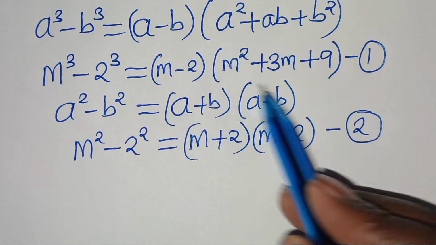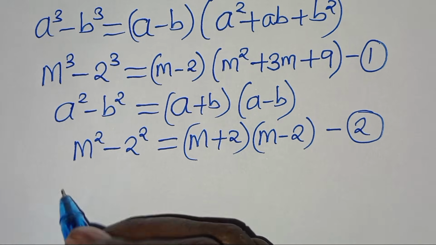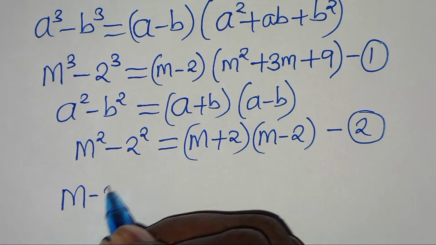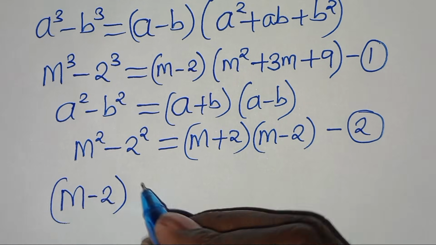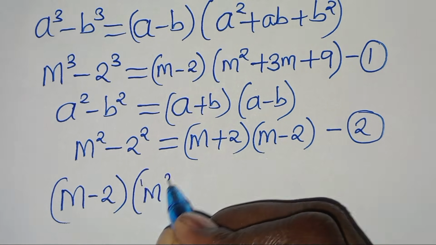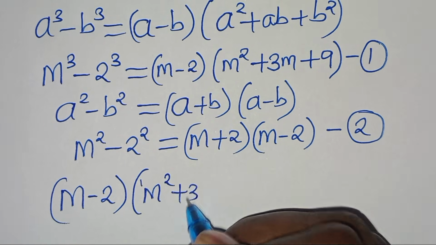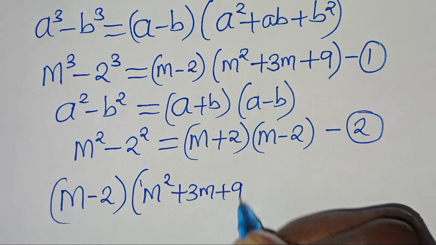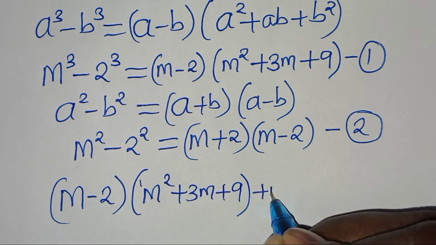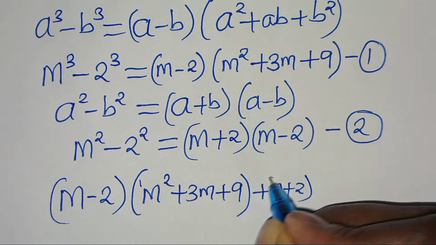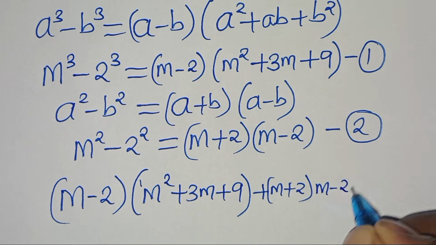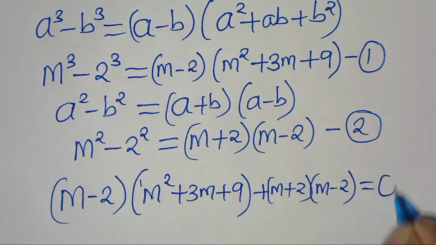So let's combine equation 1 and equation 2 so that we have m minus 2 times m to the power of 2 plus 3m plus 9, then plus m plus 2 multiplied by m subtract 2. This is equal to 0.